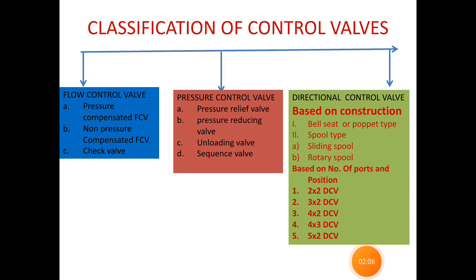These are the classification of control valves, which I have already explained. The function of the flow control valve is to maintain the speed of the actuator. That is its main function. The function of the pressure control valve is to maintain the required pressure inside the hydraulic system. For example, to run any application, the required pressure is 25 bar, and that 25 bar has to be maintained until completion of that function.